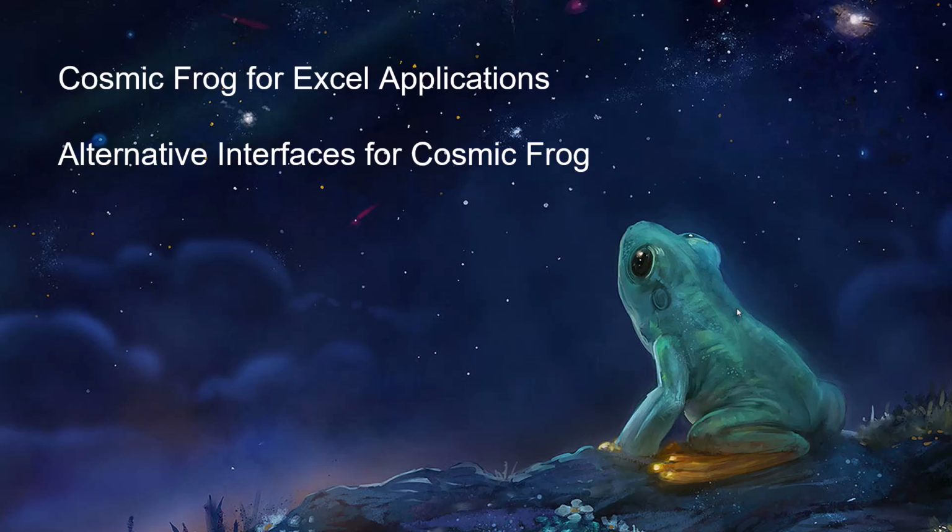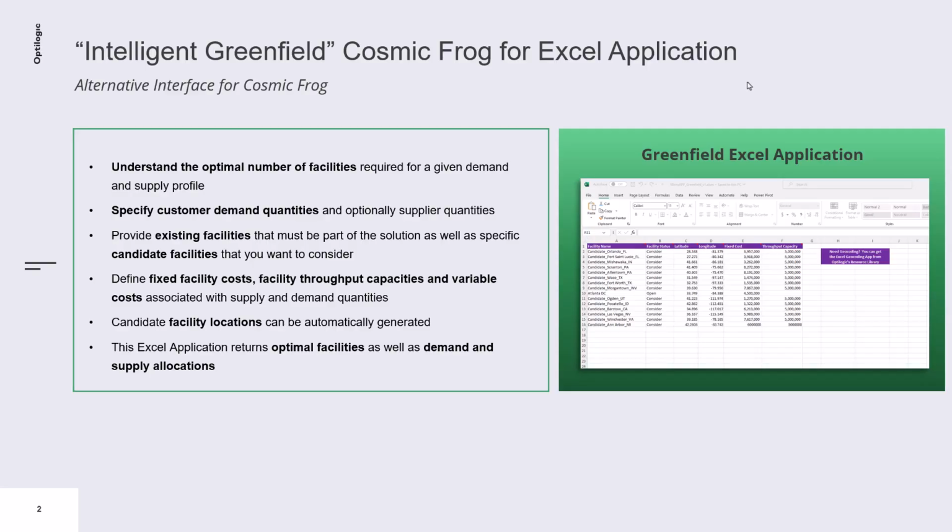Cosmic Frog for Excel applications provide alternative interfaces for specific use cases as companion applications to the full Cosmic Frog supply chain design product. We'll take a look at a Cosmic Frog Excel application for Intelligent Greenfield. This application is specifically focused on understanding the optimal number of facilities that are required for a given demand and supply profile.